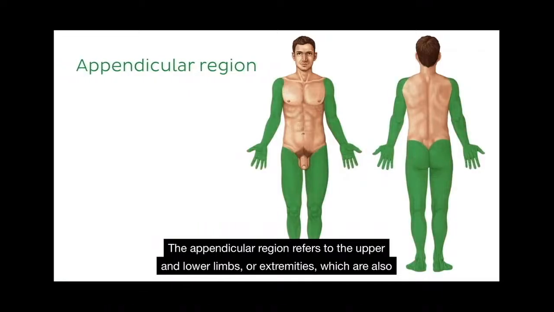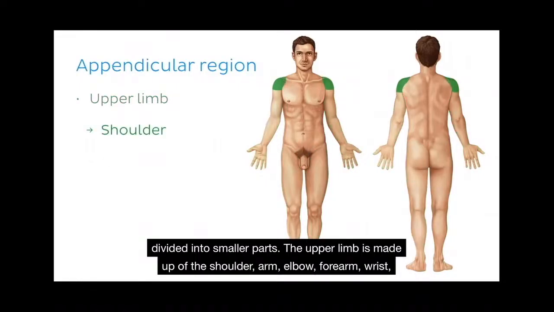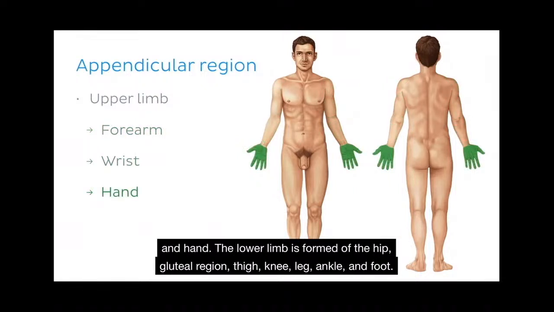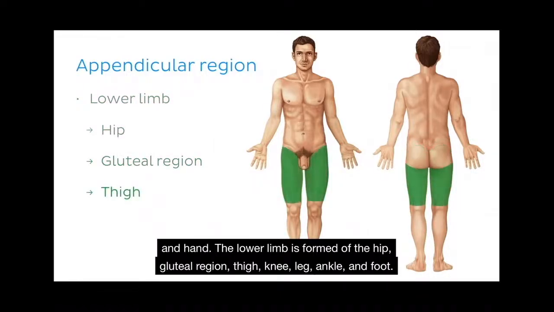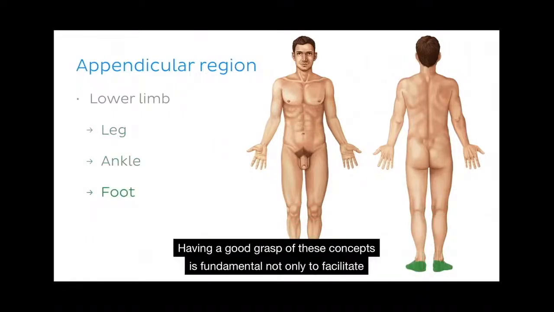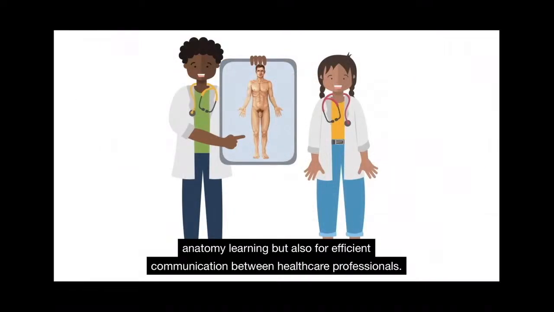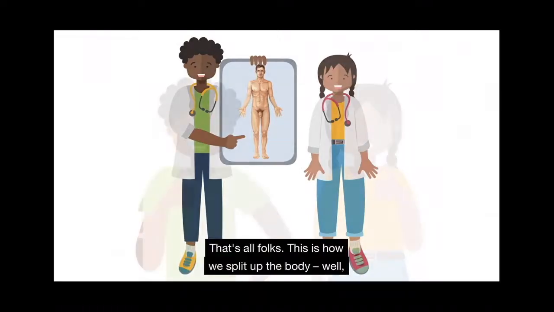The appendicular region refers to the upper and lower limbs or extremities, which are also divided into smaller parts. The upper limb is made up of the shoulder, arm, elbow, forearm, wrist, and hand. The lower limb is formed of the hip, gluteal region, thigh, knee, leg, ankle, and foot. Having a good grasp of these concepts is fundamental not only to facilitate anatomy learning, but also for efficient communication between healthcare professionals. That's all, folks.